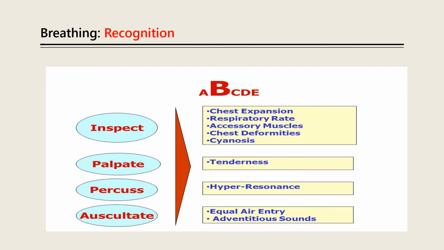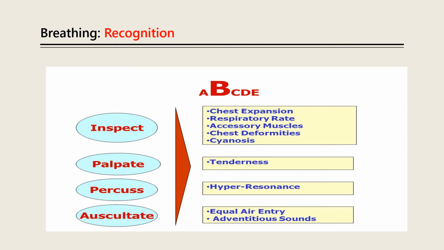Then lastly, by stethoscope, you will auscultate the chest, both at the apex of both lungs to hear the air entry, and then all over the chest to hear any added or adventitious sounds like wheezes, crepitations, crackles, and so on. So this is the examination of the breathing: inspection, palpation, percussion, auscultation.